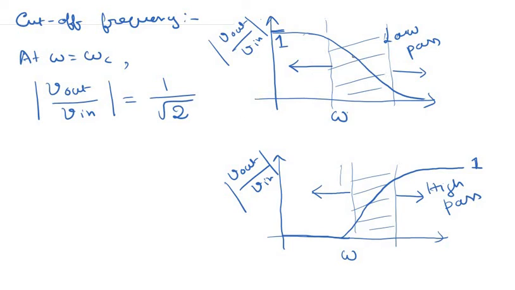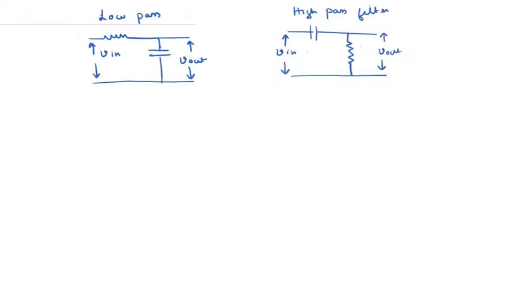So basically the cutoff frequency for a low pass filter is located somewhere here, and the cutoff frequency for a high pass filter is located somewhere here. So cutoff frequency is the frequency at which the magnitude of V out by V in is equal to 1 by root 2. Let us now look at these two filters, the low pass filter and the high pass filter, and try to figure out what the cutoff frequency is.